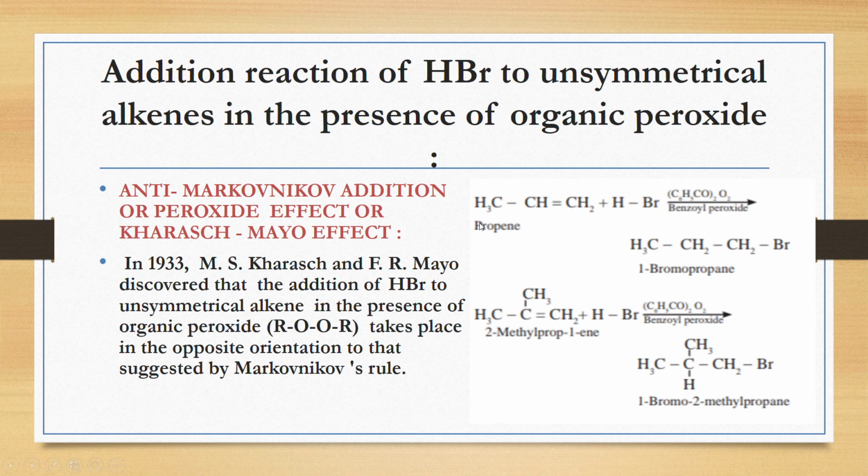So propene is treated with HBr in presence of benzoyl peroxide, that is organic peroxide, and you can see now the Markovnikov's rule is reversed. In Markovnikov's rule, this peroxide will not be present. Bromine goes to the carbon having lesser number of hydrogen, but now bromine will go to the carbon having greater number of hydrogen and 1-bromopropane will be obtained as the major product for this reaction.